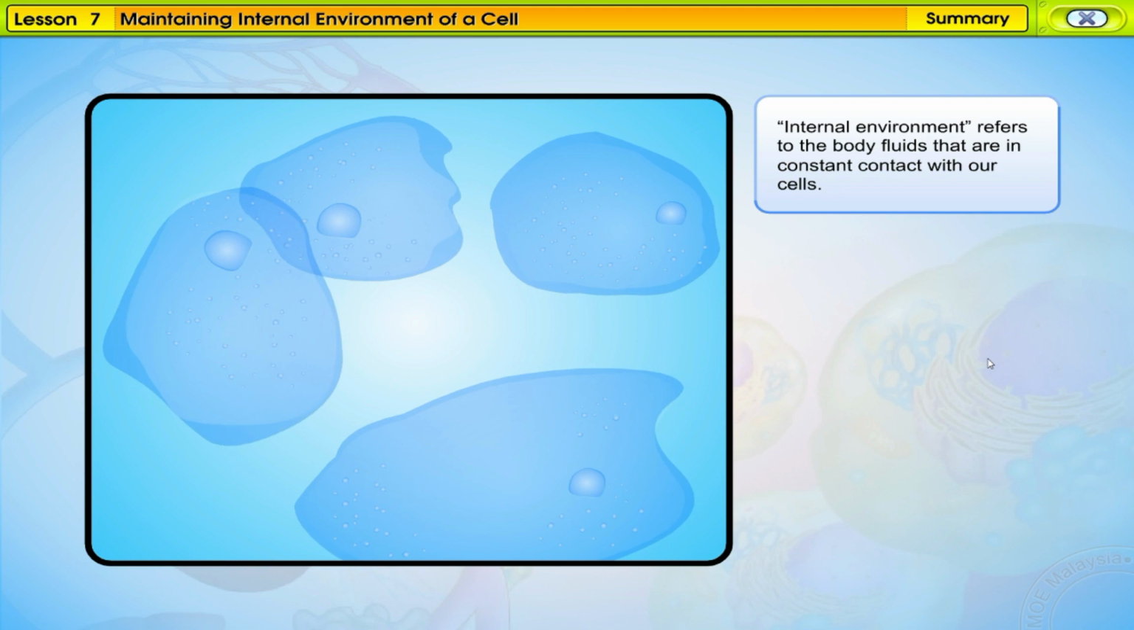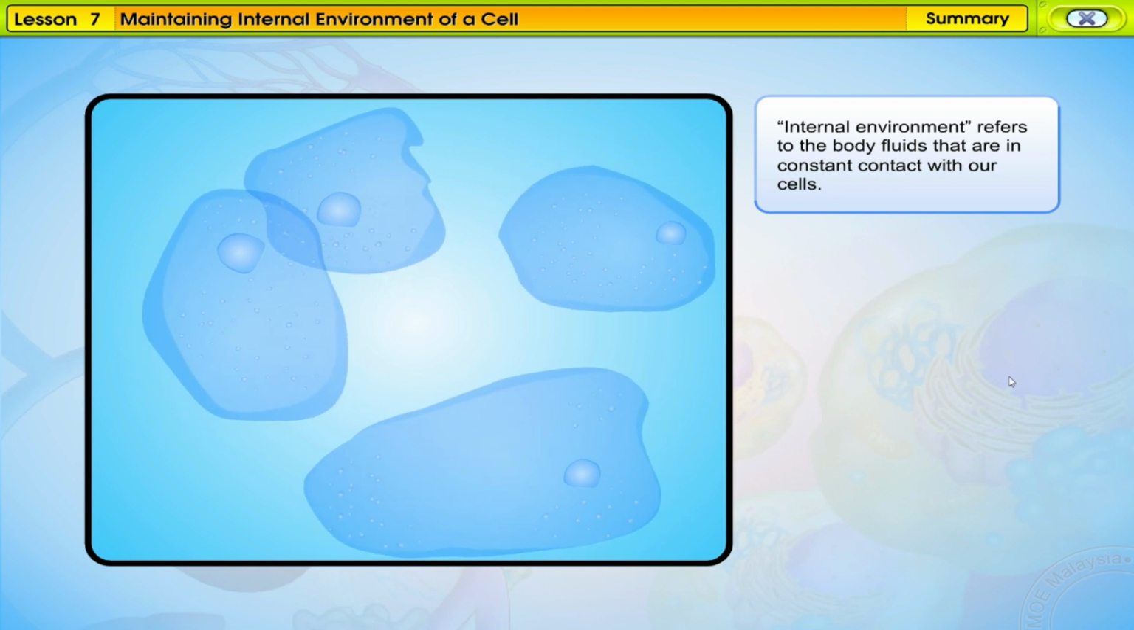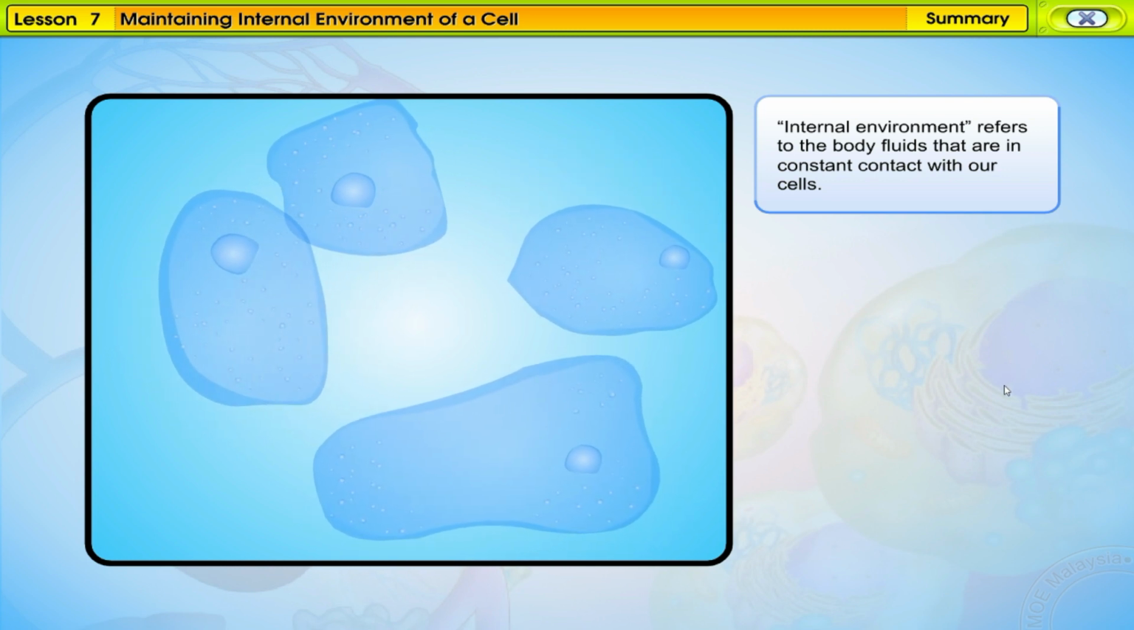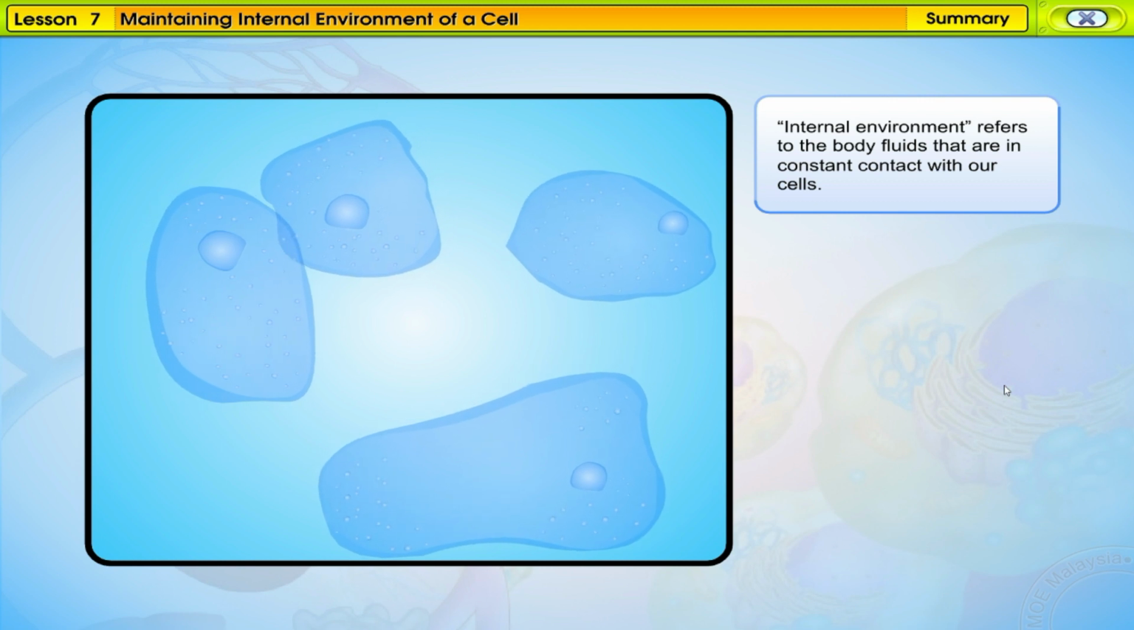Internal environment refers to the body fluids or any other fluids that are in constant or balanced contact with our cells.